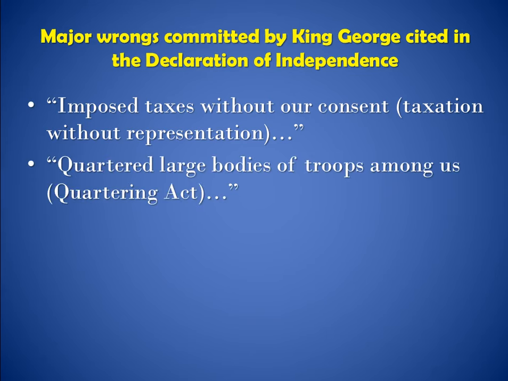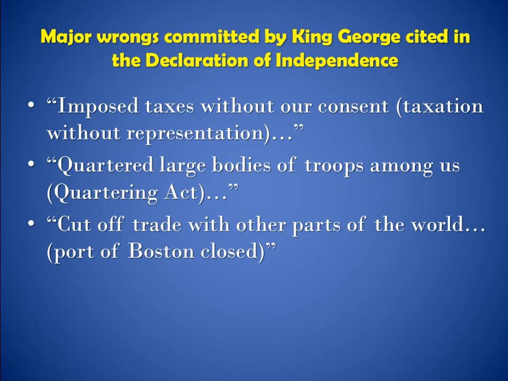He also said that the king quartered large bodies of troops among us, the Quartering Act. Jefferson also said that the king cut off trade with other parts of the world when the port of Boston was closed, and there were many more, but these are three big ones. Three ways that the king treated the colonists unfairly, and you should be familiar with these. If you look at the actual Declaration of Independence, there are many more wrongs that Jefferson identifies.